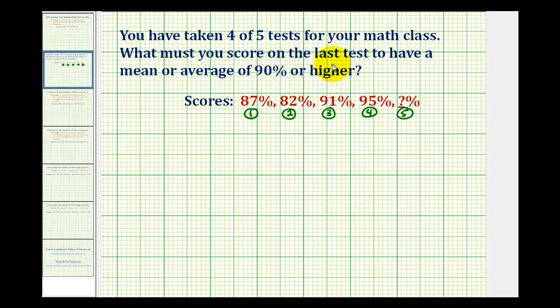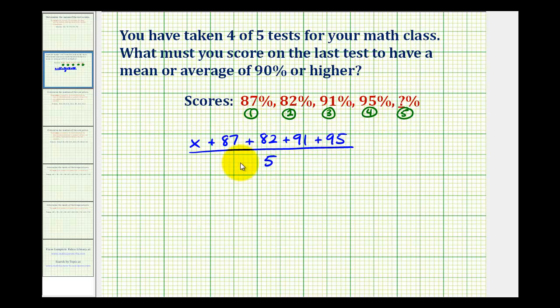Well, we know to determine the average or mean of a data set, we would have to find the sum of these values and then divide by 5 because there are 5 test scores. And since this last test score is unknown, we'll let that equal x, and then we can write an equation to answer this question. So if we start with the fifth test score of x, and then add it to the first 4 test scores, we would have to divide this by 5 to determine the mean or the average. And again, we're dividing by 5 because there would be a total of 5 test scores.